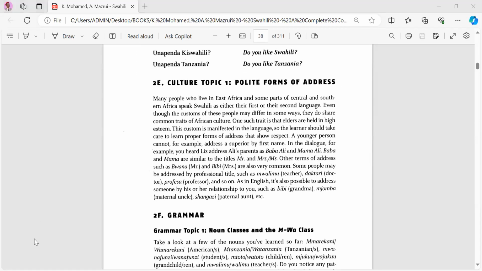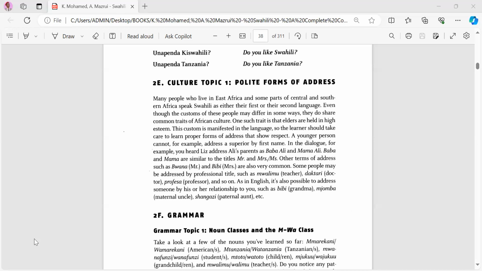Thank you for that. So basically, that's what we've been doing. Of course, the reading is on a culture topic, where we say many people who live in East Africa and some parts of Central and South Africa speak Kiswahili as either their first or their second language. This is what you've said. Even though the customs of these people may differ in some ways, they do share common traits of African culture. One such trait is that the elders are held in high esteem, as you said. This custom is manifested in language, so the learner should take care to learn proper forms to address elders.